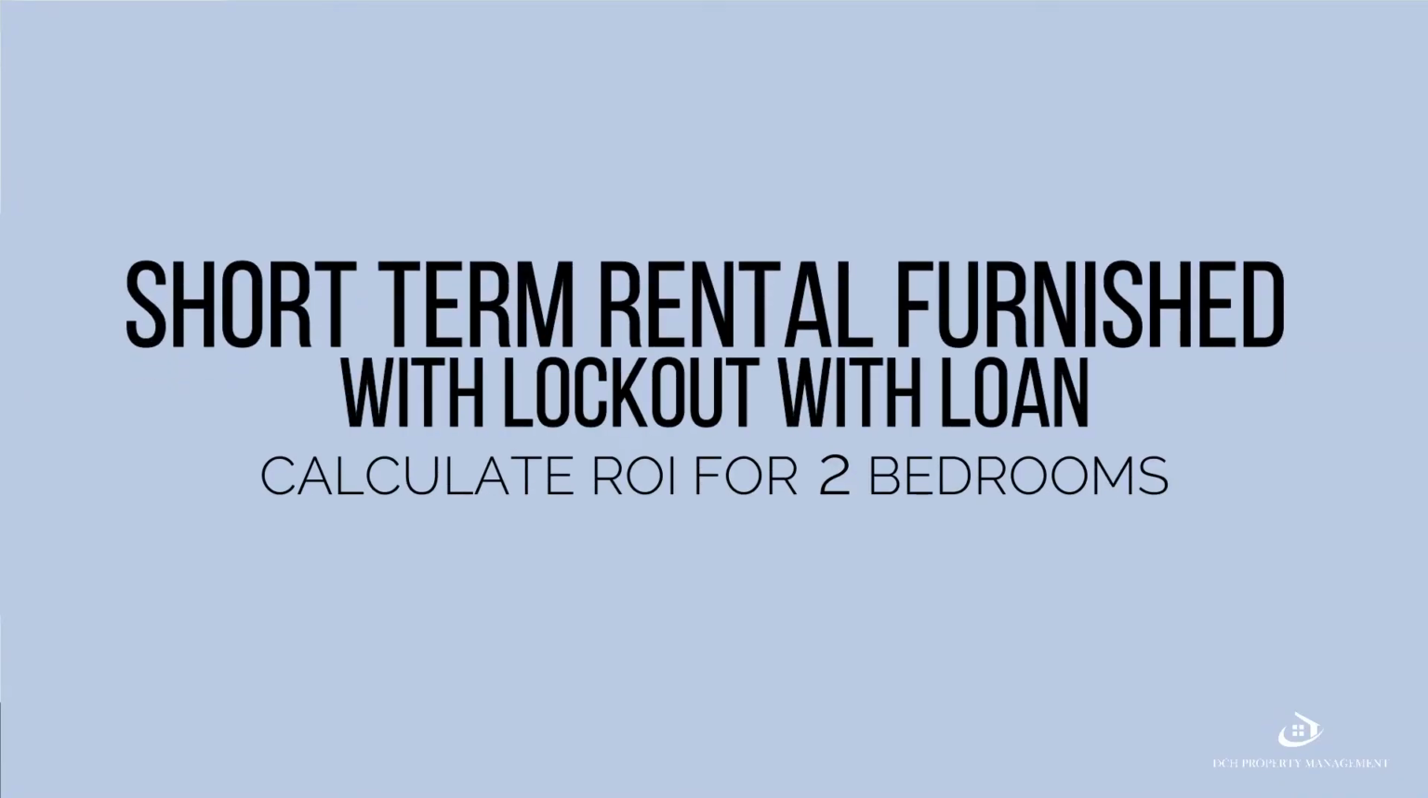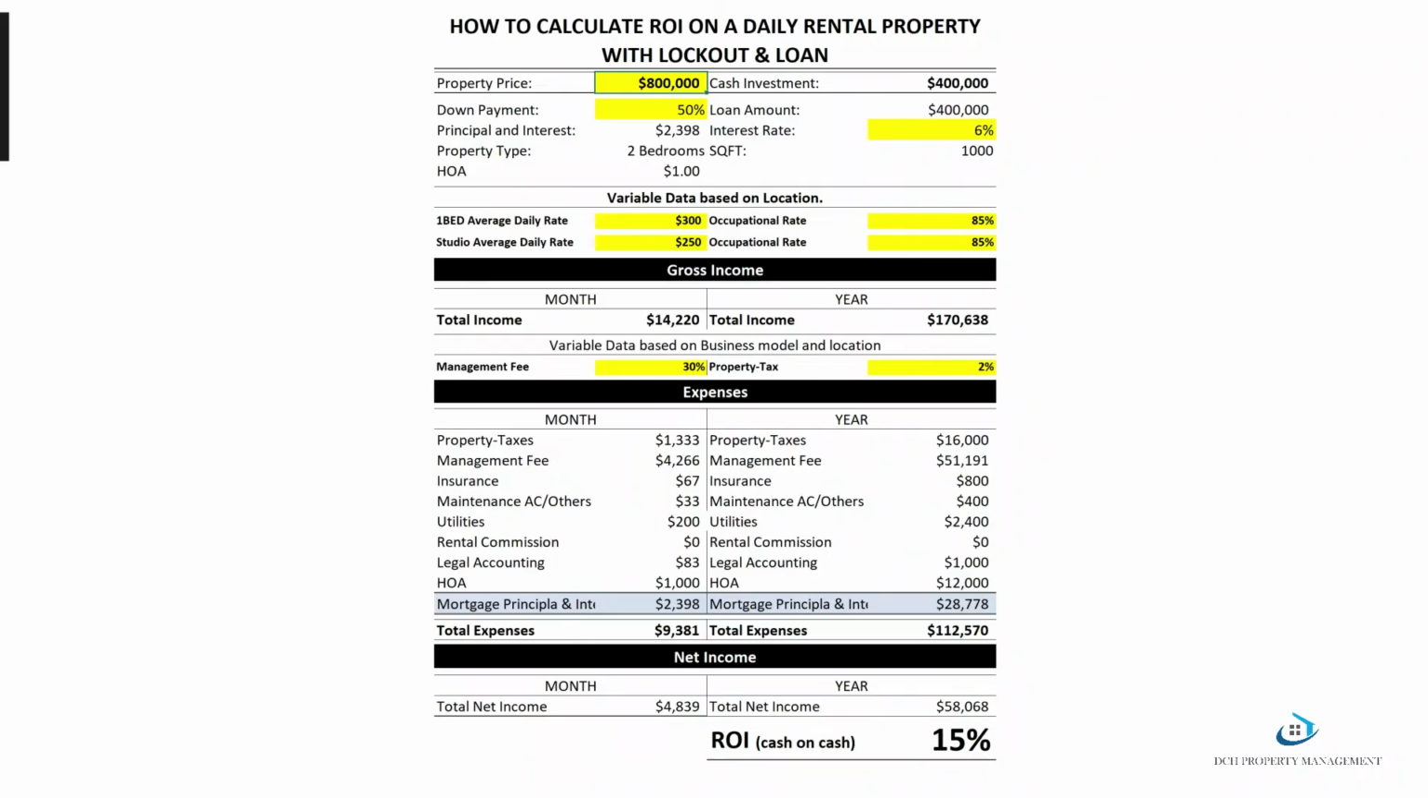Short-term rental furnished 2 bedrooms with lockout with a mortgage. We are going to use the previous example, a 2 bedrooms with lockout, but this time we will apply a mortgage loan. Again, we are going to assume we have 50% deposits to keep it simple. We are going to review the same scenario with a 6% interest rate and a 9% interest rate. Then we will also change the occupancy rate to 72% and the average daily rental for a 1-bedroom from $300 to $250, and the studio average daily rental from $250 to $200.